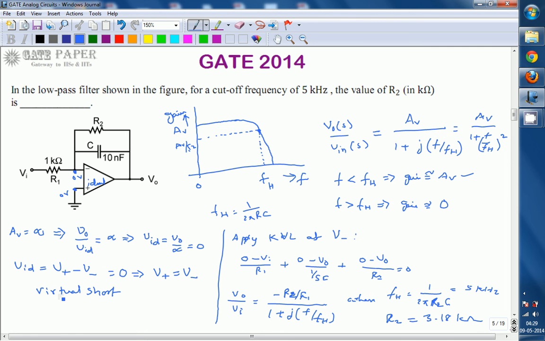This transfer function says that the operational amplifier in the diagram is acting as a low pass filter, similar to the low pass filter transfer function we discussed, with a gain of minus R2 by R1 because the operational amplifier is in inverting mode, and an upper cutoff frequency of 5 kHz as given. So we calculate R2 from the upper cutoff frequency. The required value of R2 is 3.18 kilo ohms. Thank you.